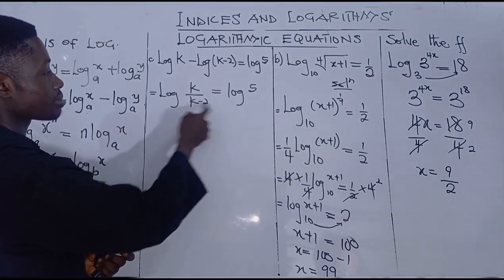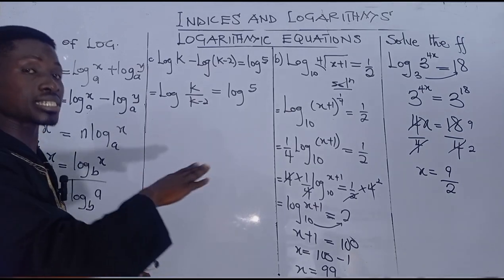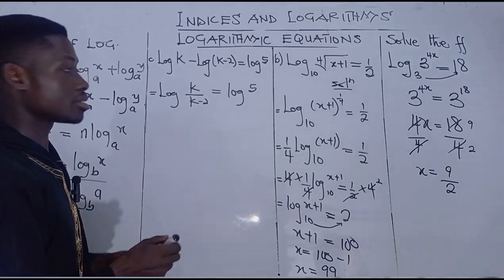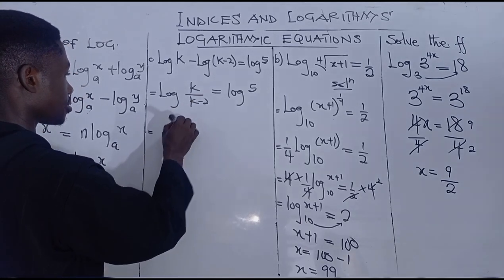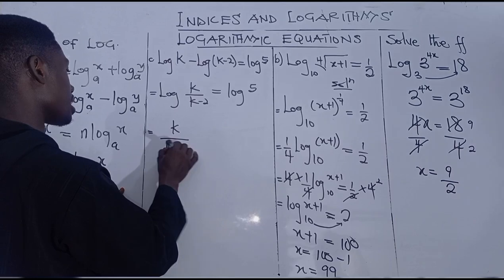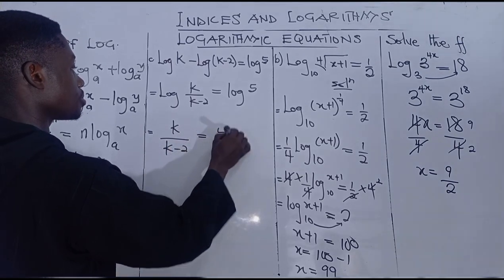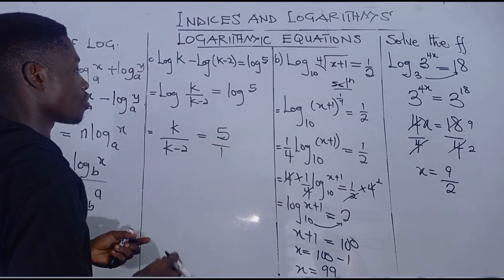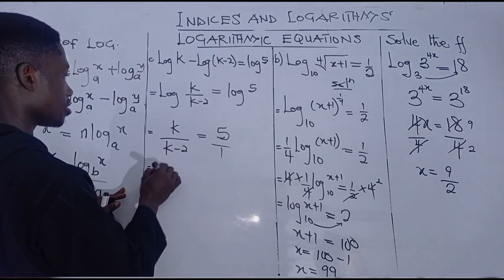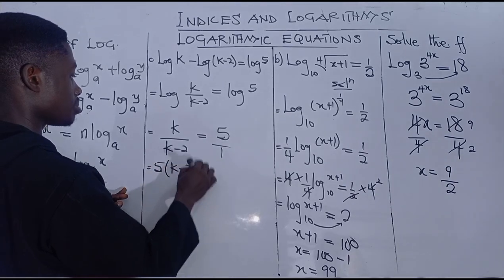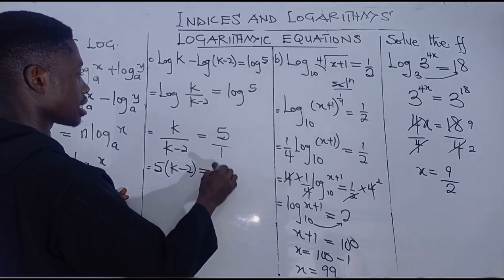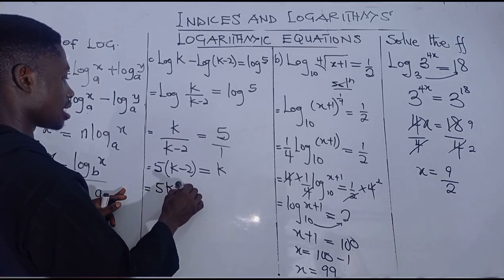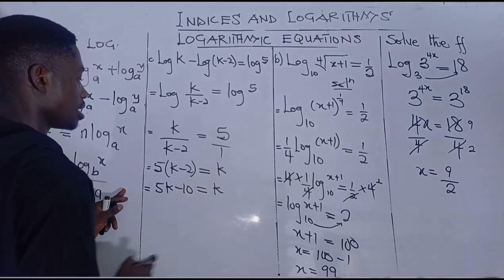Now since the logarithms are the same and they are assuming the same base, the base is 10, we can equate their arguments. So you have k divided by k minus 2 is equal to 5. We can do a cross multiplication. This is over 1. So you have 5 multiplied by k minus 2 is equal to k. Expanding the bracket, you have 5k minus 10 is equal to k.